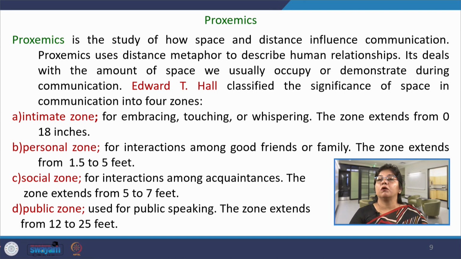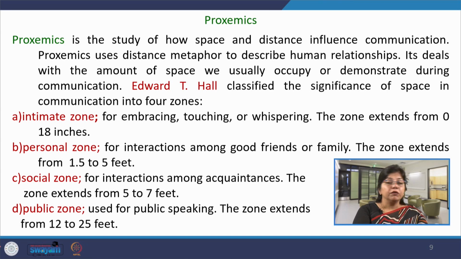The next is proxemics, the use of space and distance to influence communication. How to understand the type of relationship two people maintain based on the distance they maintain between each other. Edward T. Hall was the first person to talk about proxemics in nonverbal communication, which is the study of how space and distance influence communication. So, proxemics uses a distance metaphor to describe human relationships.